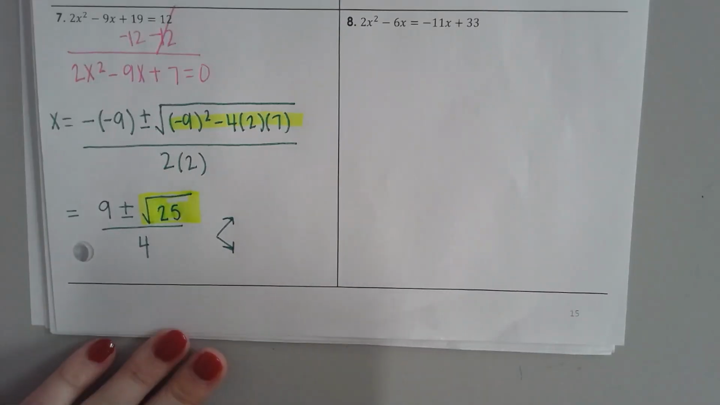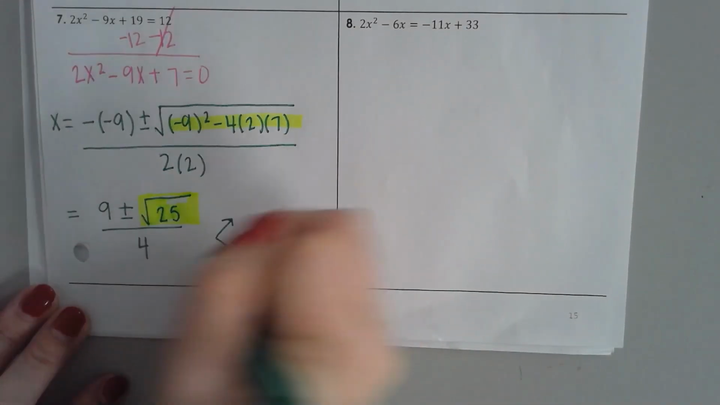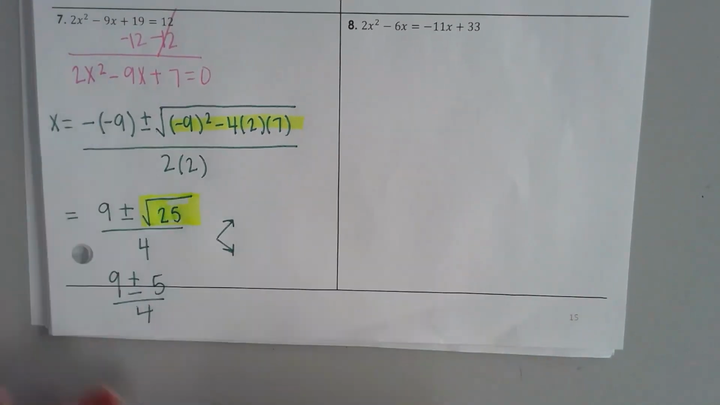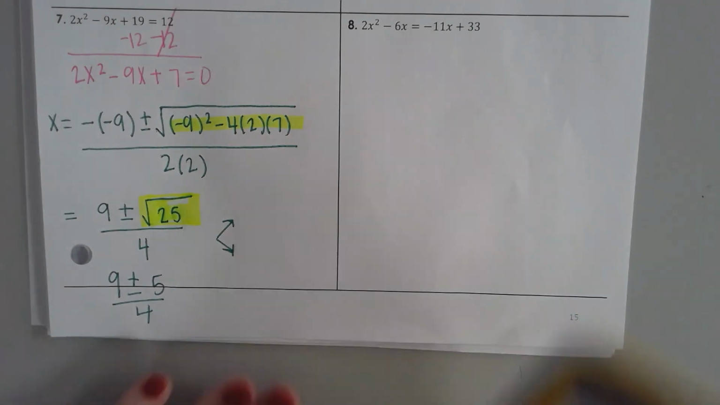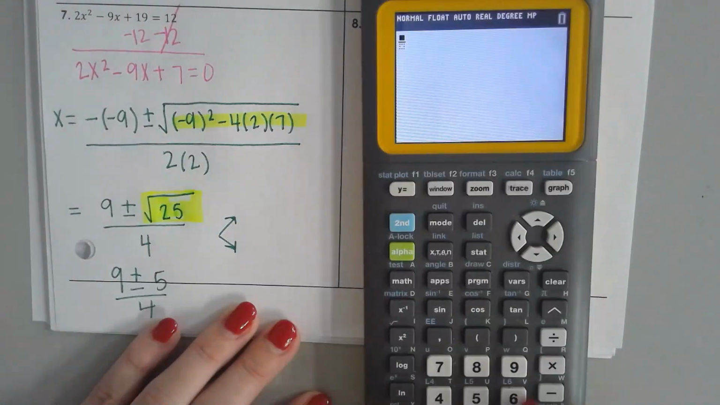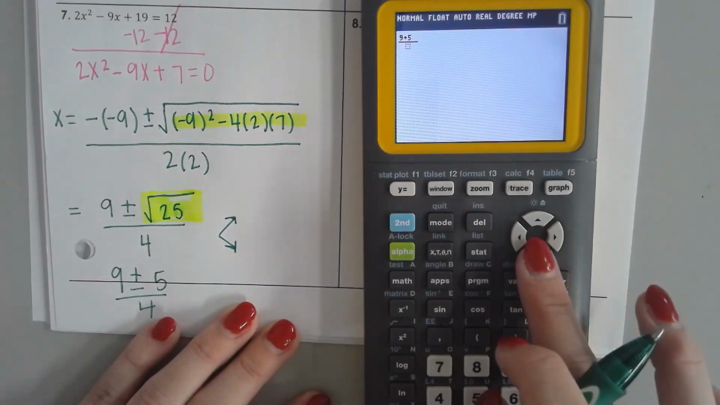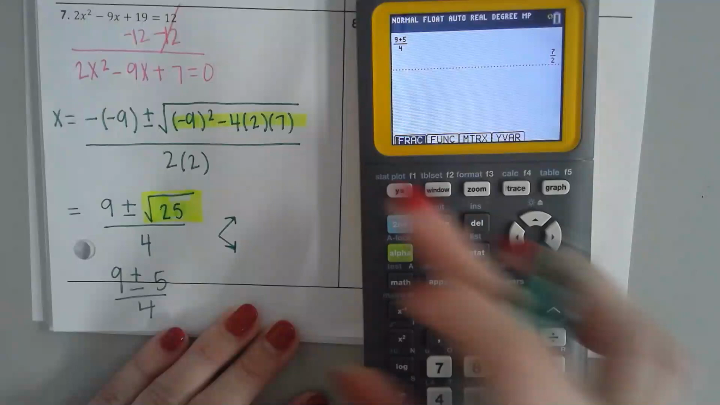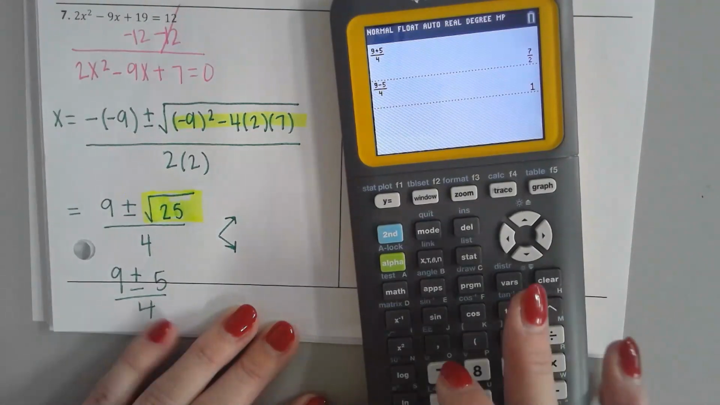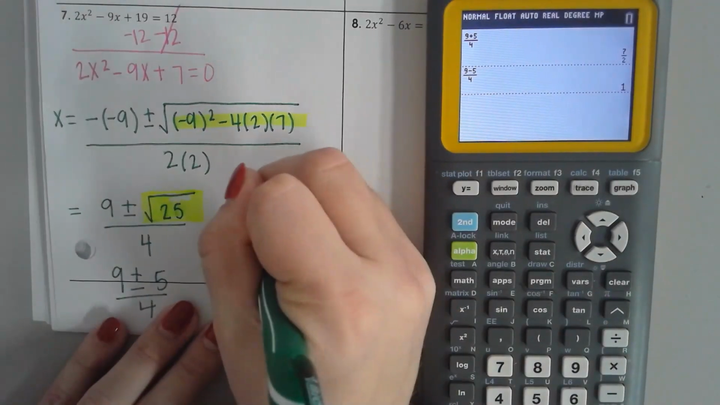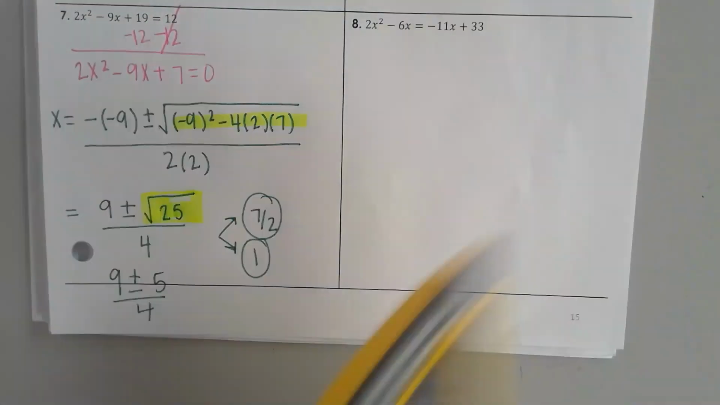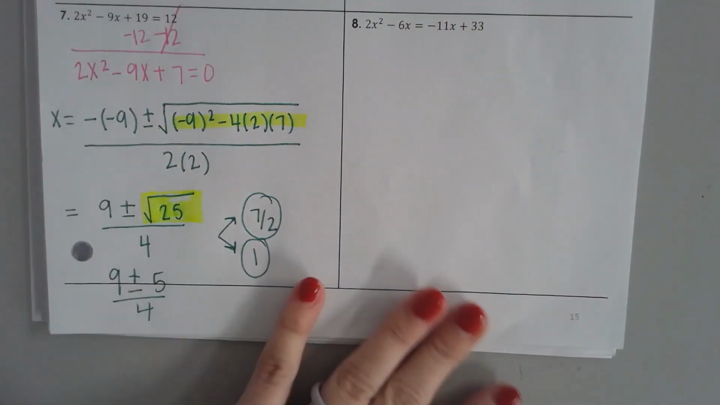Oops, I didn't fix that. 9 plus or minus 5 over 4, because the square root of 25 is 5. 9 plus 5 over 4, and 9 minus 5 over 4. We have x-intercepts at 1 and 3.5, or 7/2.